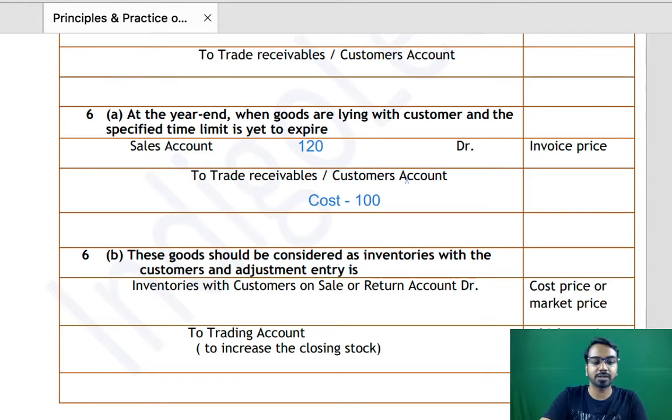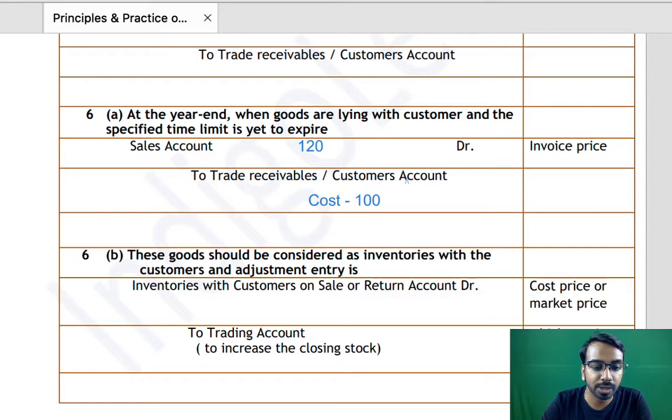Simply understand this, that cost plus profit is equal to invoice price. So if cost is 100, now see, here we have 25% on cost. So assume cost is 100, profit is 25. So invoice price has to be 125.